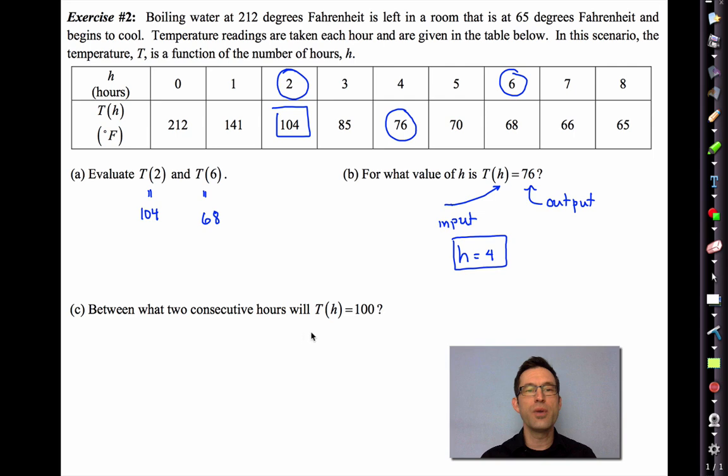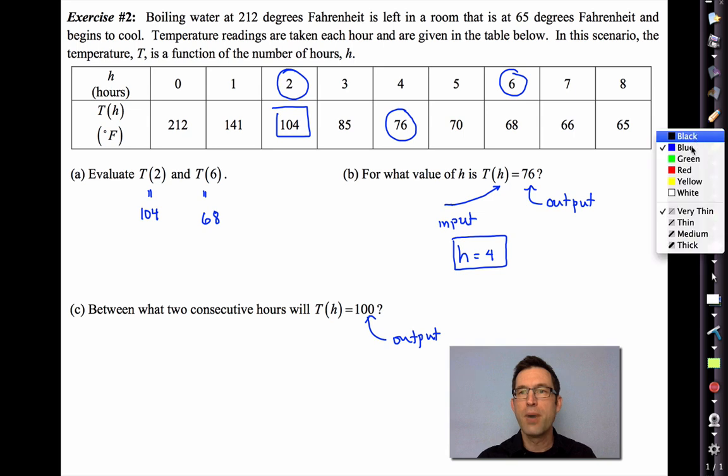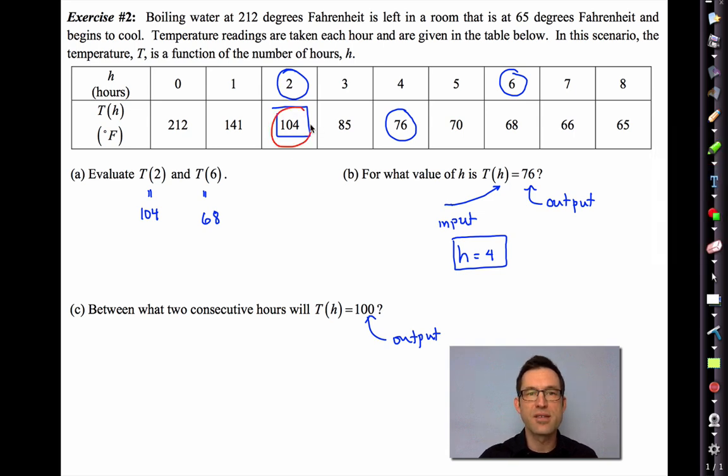Letter C, between what two consecutive hours will T of h be 100? Again, here they're giving me the output. One of the things that's tricky about tables, though, is I don't see a 100 in there. But I do notice that since this is cooling down, I would have to hit 100 sometime in here. So it must be between the hours of 2 and 3 that I hit that 100-degree temperature. All right, pretty easy, pretty fast. I love tables. Pause the video now if you need to, and then we'll move on.